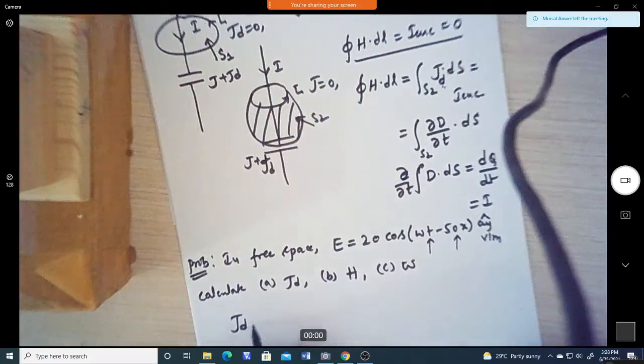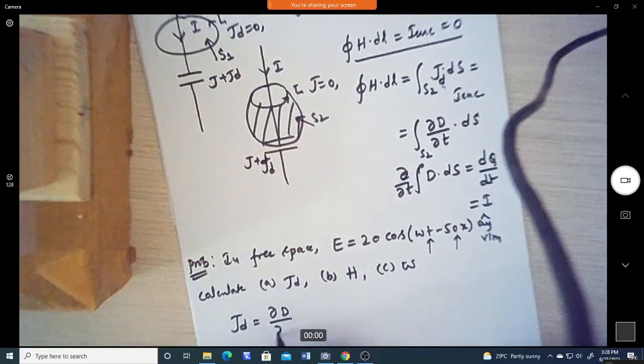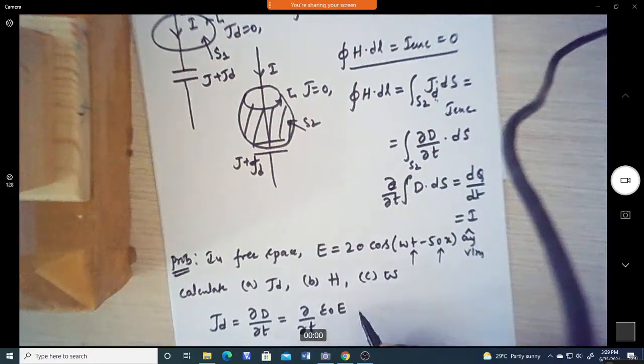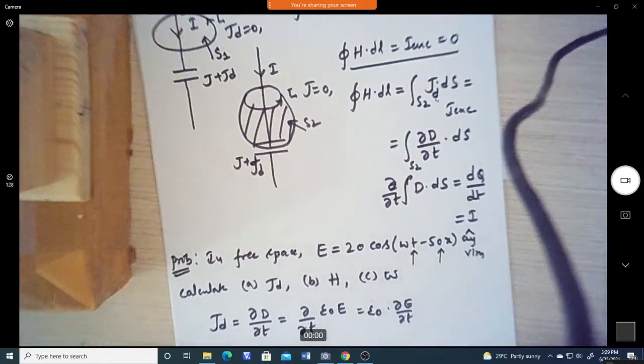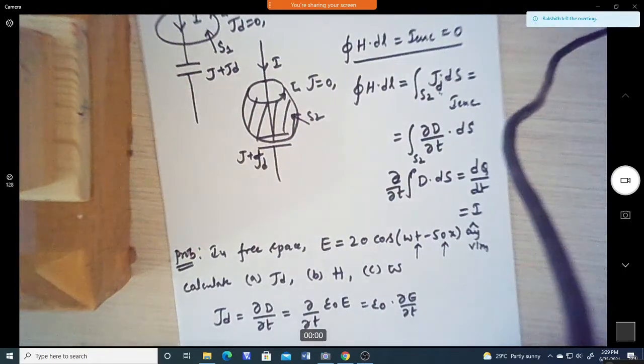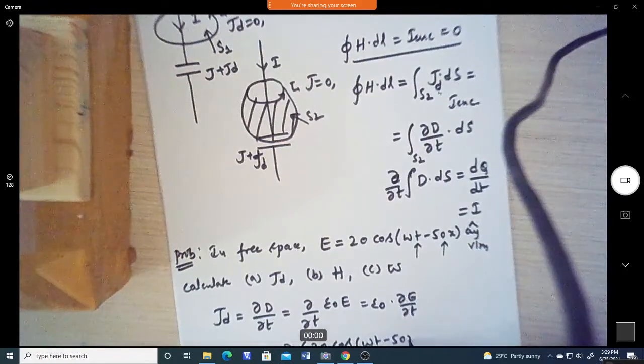We know that JD is equal to del D by del t. Now we know that D is equal to epsilon naught E. So now we can take out epsilon naught and differentiate E with respect to t. Try to differentiate and tell me the answer. What is the value? We can substitute it: epsilon naught into d by dt of 20 cos of omega t minus 50x.